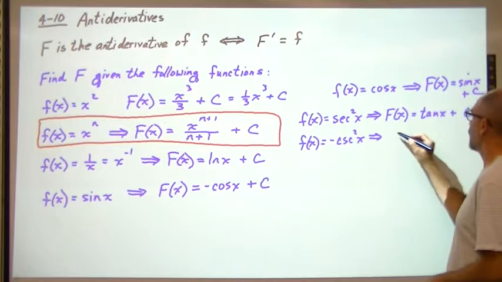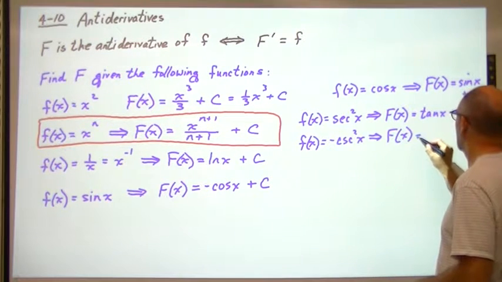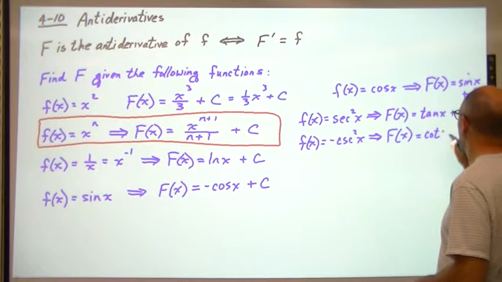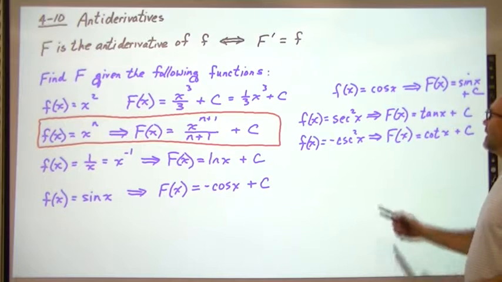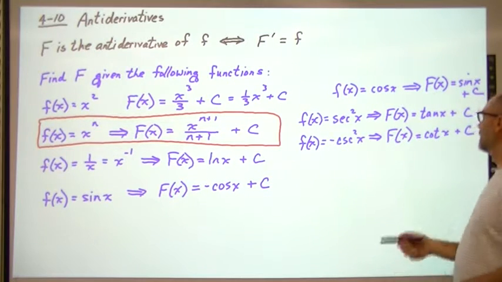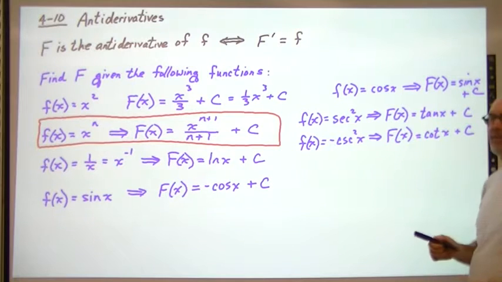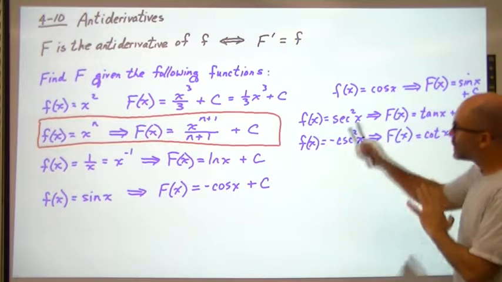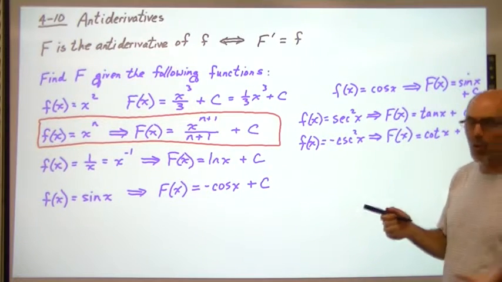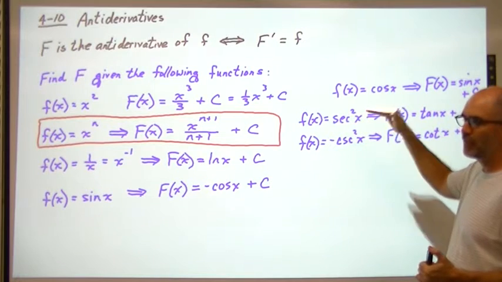The derivative of cotangent is negative cosecant squared. So that means the antiderivative of negative cosecant squared is cotangent, or the antiderivative of cosecant squared would be negative cotangent plus c. See, we're just thinking backwards from what we already know. Now, we don't know how to get the antiderivative of secant yet.